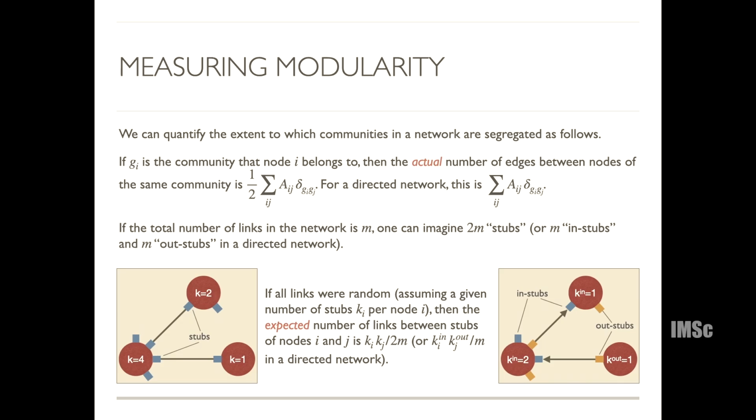Suppose all of these links were random, assuming that you have a given number of stubs ki per node. Here these have 4 stubs, 1 stub, 2 stubs, and so on. If all the links were at random, then the expected number of links between stubs of nodes i and j is just this, right? Hopefully that's clear. Or in the case of a directed network, it's just that, because you look at the in degree and the out degree.